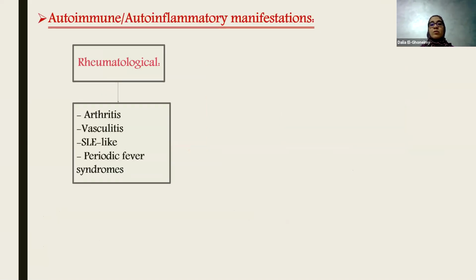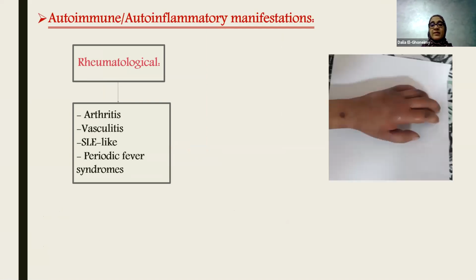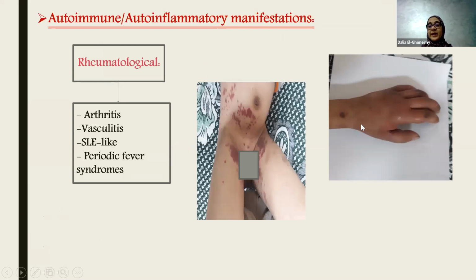Other autoimmune and autoinflammatory manifestations constitute arthritis and vasculitis, like this patient with Wiskott-Aldrich syndrome. He has cutaneous vasculitis together with arthritis. And these attacks of cutaneous vasculitis were one of his initial presentations, but much milder than observed during the course of his illness. It may present like systemic lupus, recognized in patients with chronic granulomatous disease and common variable immune deficiency, and periodic fever syndrome, which are recognized as primary immune deficiency diseases.